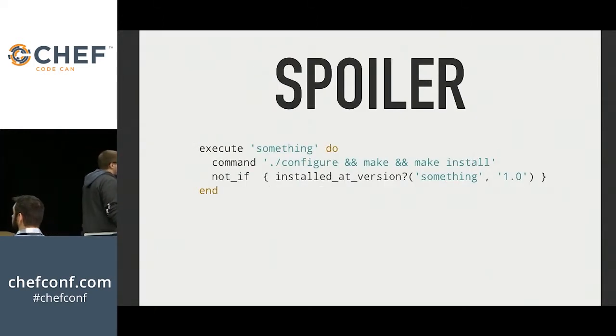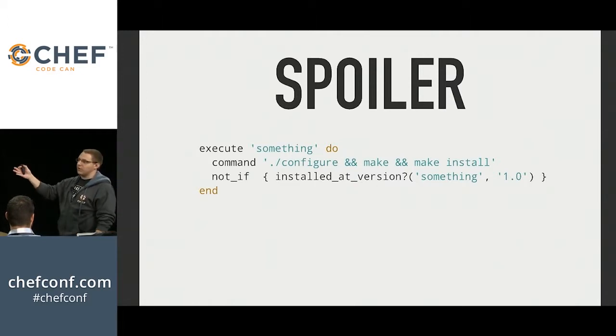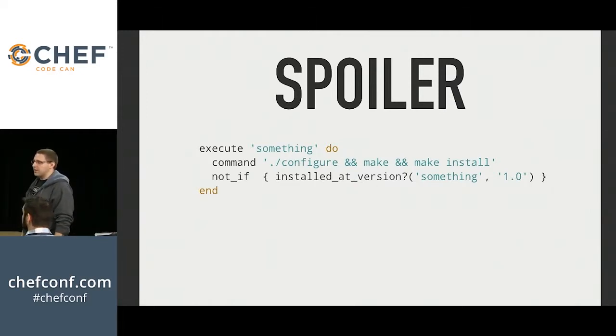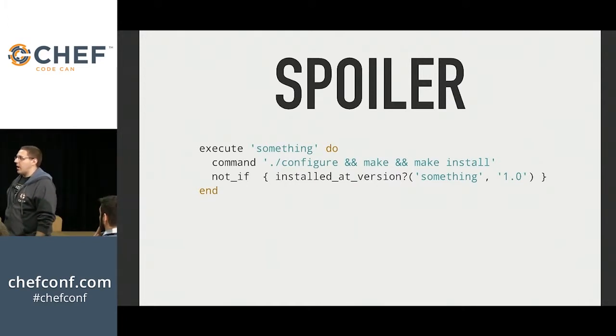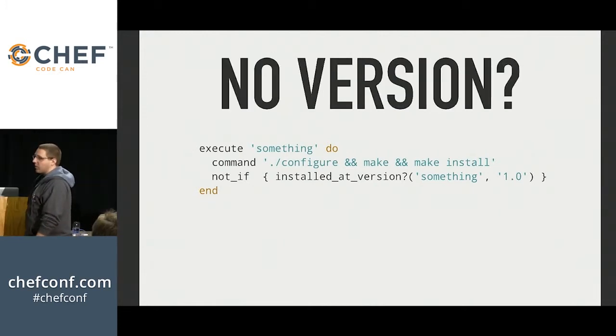So here's a spoiler alert. We're going to actually go through the Chef Sugar API, but this is one of the things that Chef Sugar offers. It's a handy little installed_at_version? that you can use inside a not_if guard, and we're using the Ruby blocks here instead of the actual string, which is interpreted as sh, and it's super simple to pipe in some node attributes in there.